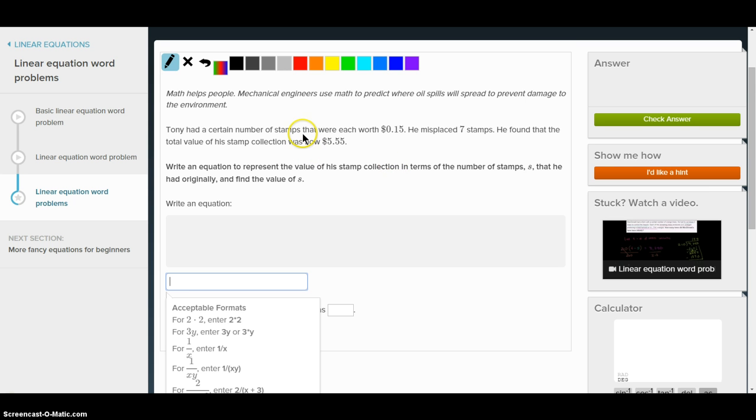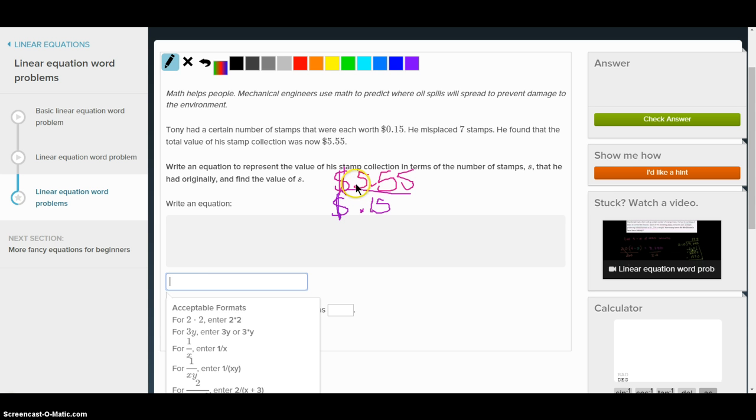Okay, so let's think about this problem here for a second. His current value of the stamp collection is $5.55. And each stamp is worth 15 cents. So if we get the total amount that his stamp collection is worth, and divide by how much each stamp is worth, then that's going to give us the number of stamps. So $5.55 divided by 15 cents. Okay, and that's going to be the number of stamps that he has.